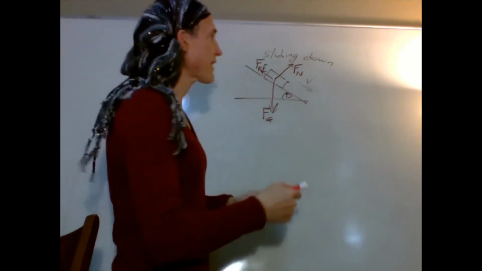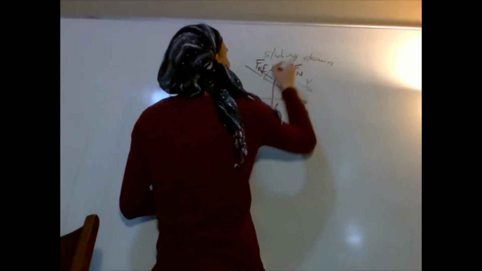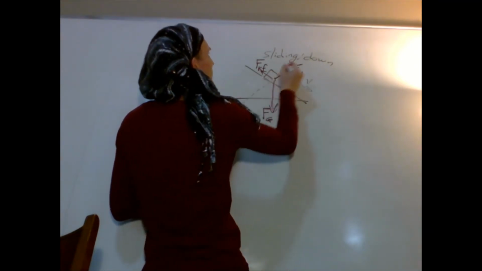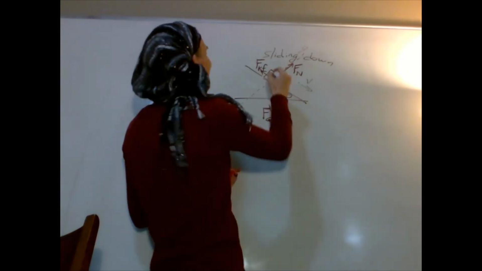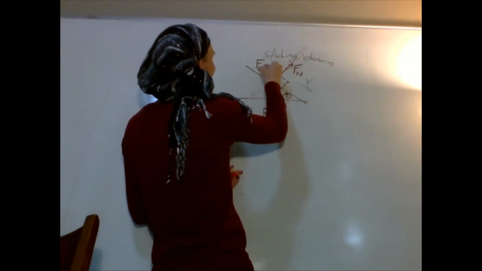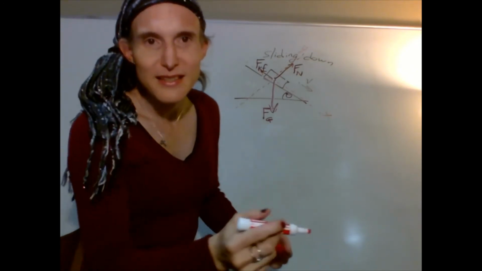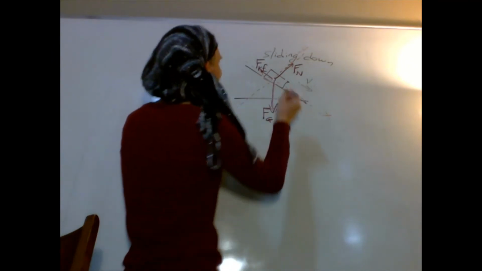So let me try red and see if this will work here. So I make my y-axis like this, and my x-axis like this, that is not very visible, is it? Let's try this one.